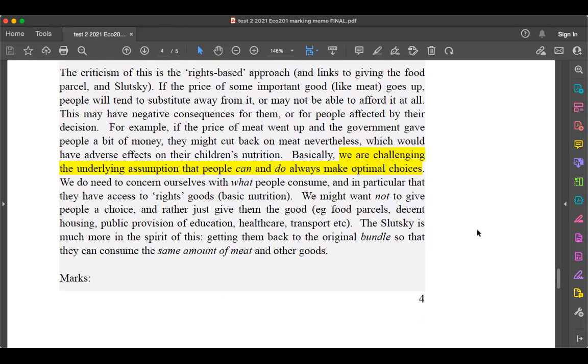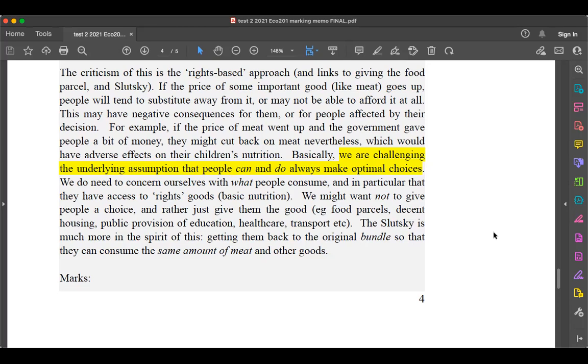So the criticism of this is the rights-based approach, and it's associated with Slutsky, and it links to giving the full parcel. So if the price of some important good like meat goes up, people will tend to substitute away from it or may not be able to afford it at all. And this may have negative consequences for them or for people affected by their decision. So if the price of meat went up and government gave people a bit of money, they might cut back on meat, which would have adverse effects on their children's nutrition.